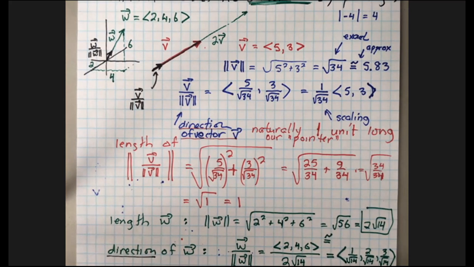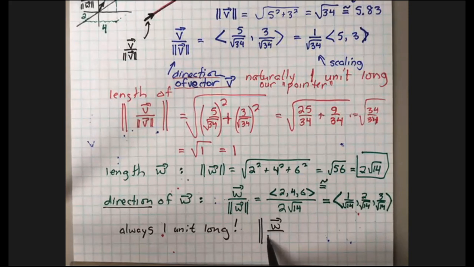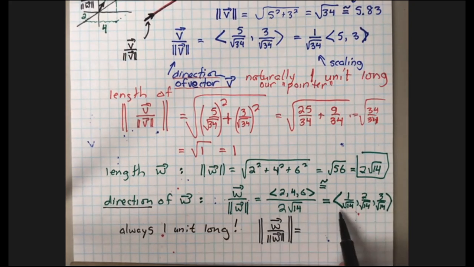Notice direction is always one unit long. And if it's not, you or I have made an error. Let's test it out. Let's take W divided by mag W, and then mag that. Get used to the slang. Here's W over mag W right here. Let's square, square, square, add, square root. I'll do this one a little faster.